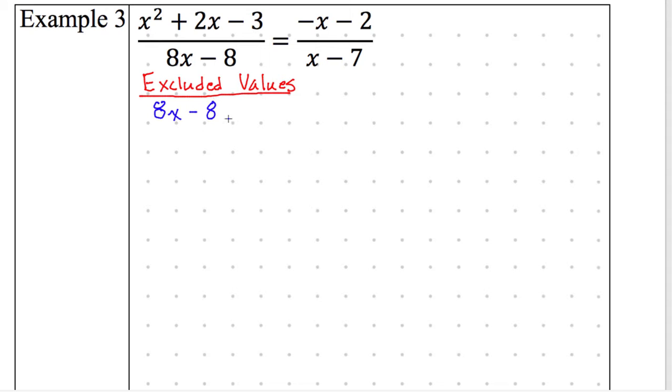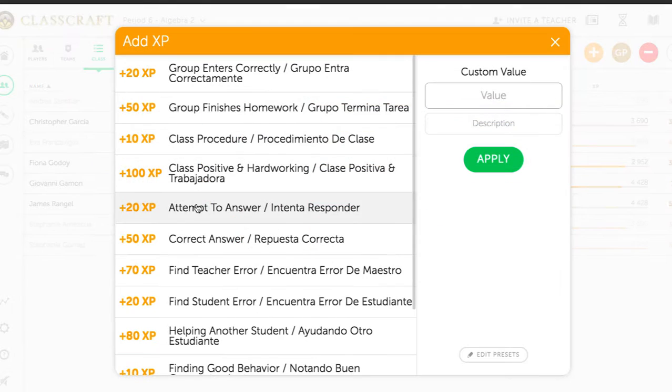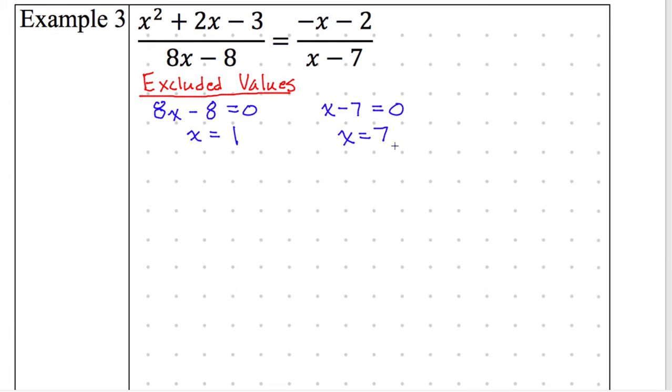8x minus 8 equals 0, and x minus 7 is equal to 0. Thank you, Chris. Chris, you want to just finish those up? Add 8 to both sides, divide by 8, you get x is equal to 1. And then x is equal to 7, positive 7. Good job, Chris. Those are our excluded values, so our answers cannot be those values. Now we're going to solve.